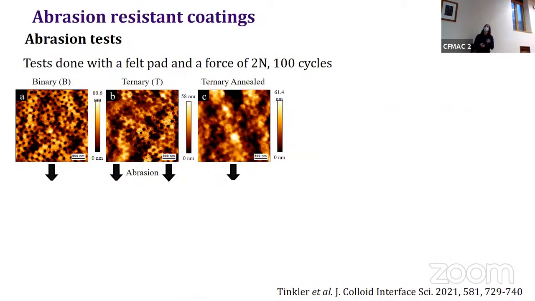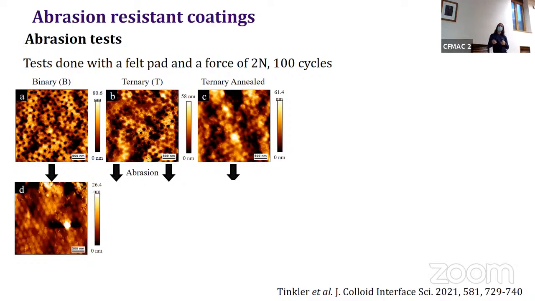But is that true? That's what James, one of my students, did, and we did some abrasion testing. We have the binary blend, the ternary blend, and they also did some annealing on the ternary. He's doing an abrasion test where you have a felt pad going over the surface 100 times, and then he checks the structure again. You can see for the binary blend, you just see the latex particles underneath. The silica is completely gone. So it's not stable at all.